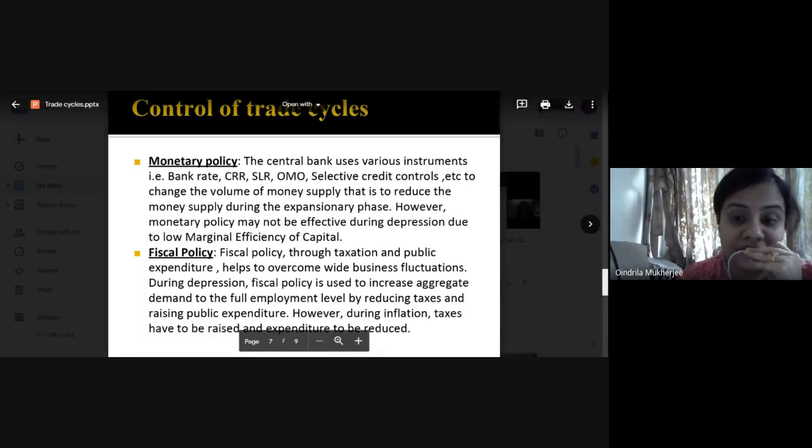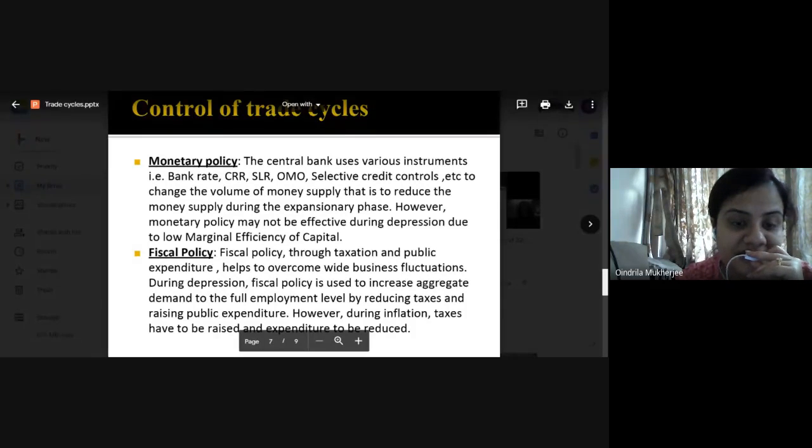Control of trade cycles is what? How can we control these fluctuations? We can see there are rapid fluctuations, ups and downs, wave-like movements in business cycles or trade cycles. So how to control them? How to tackle them? What are the measures, what are the steps we can undertake in this case?